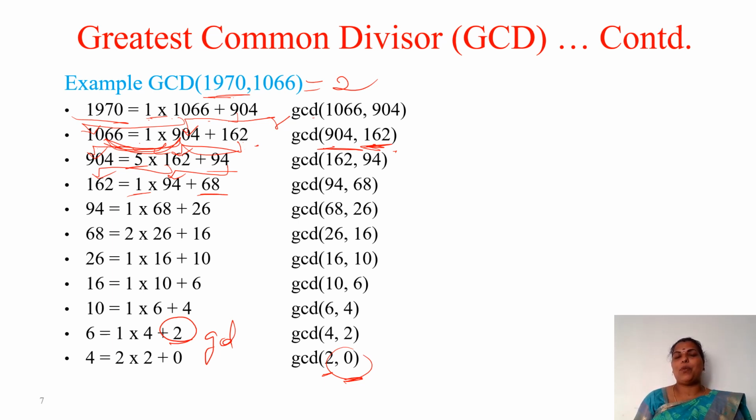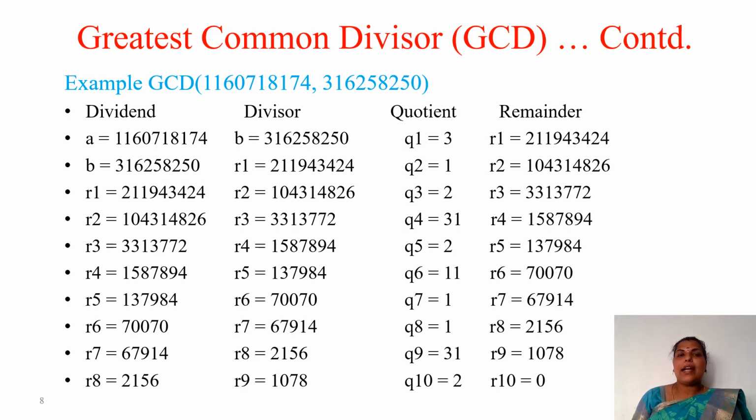This is very, very important. This is the Euclidean algorithm we have used to find the GCD of two numbers. Later on we can see the algorithm. So another example is this somewhat very big number. So we are writing dividend, divisor, quotient and remainder. Whatever the procedure we did there, the same thing we are doing here also.